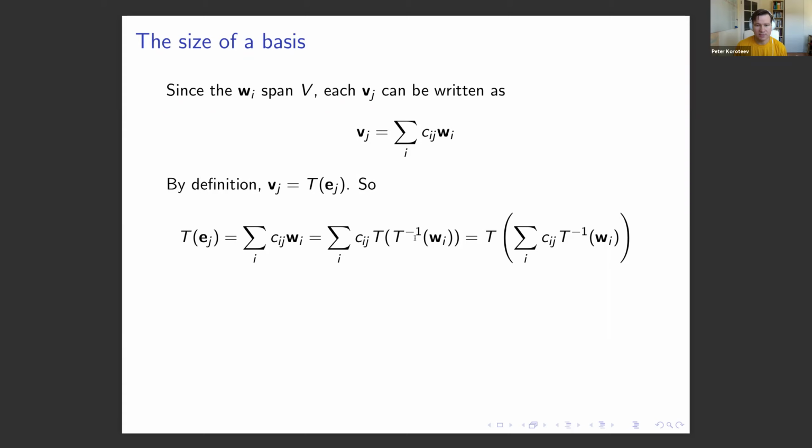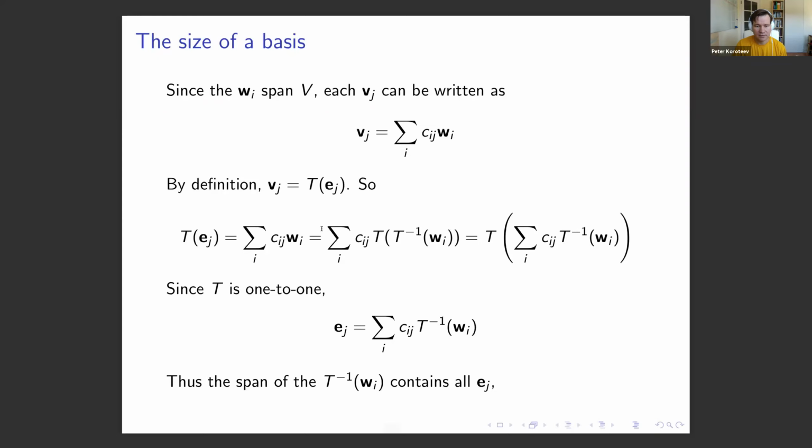So we compose T inverse with T. So Wi is the same as T of T inverse of Wi. And then using linearity properties, we can take this T outside. So we have T of Ej is equal to T of this combination in the parentheses. And because it's one-to-one, we can just ignore the T and compare the arguments in the parentheses. And that tells you that the span of those vectors T inverse of Wi contains all Ej's, and therefore it contains the entire Rk, right?